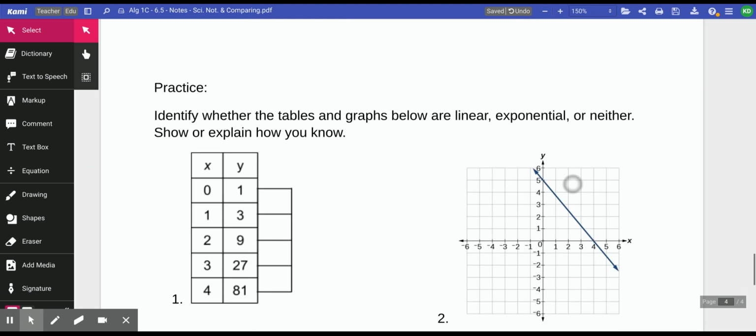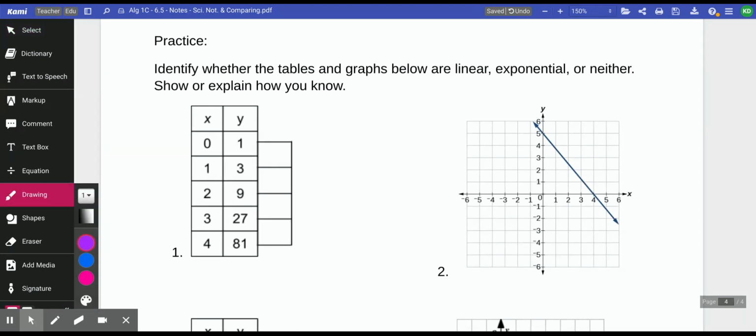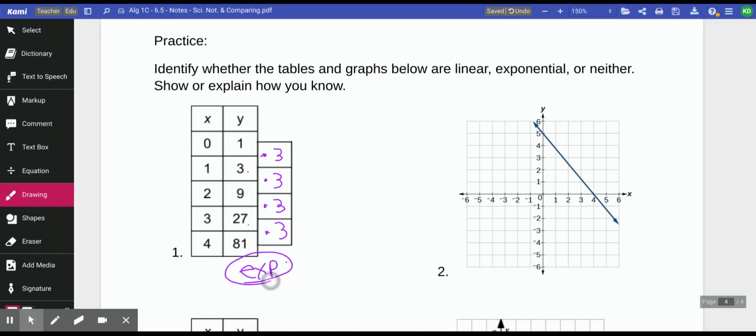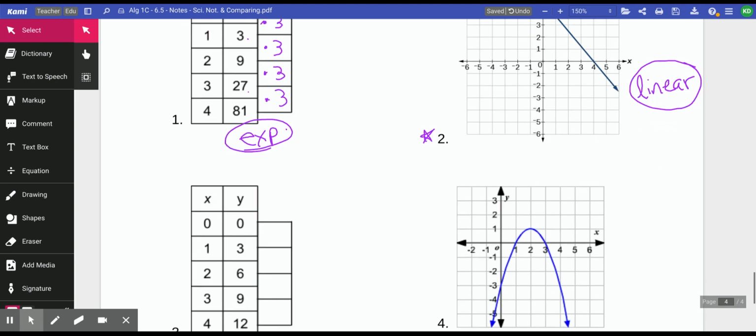All right, let's do some quick examples here. We're going to practice what we know. So let's take a look at number 1. We're looking for patterns. When I see 1, 3, 9, 27, 81, see how these numbers are getting really big really quick? Chances are that means it's exponential. So if I multiply by 3, I'm going to get to the next number in this pattern. So this one is exponential. All right, if I look at number 2, number 2 is a line. That's how I know it's linear, right? It is a line. Linear, line, it's right there in that word.